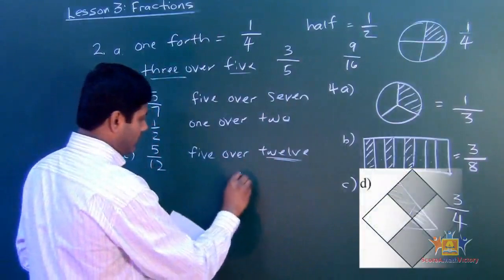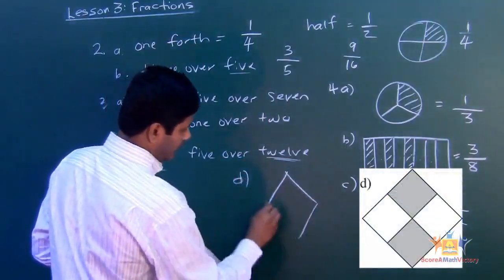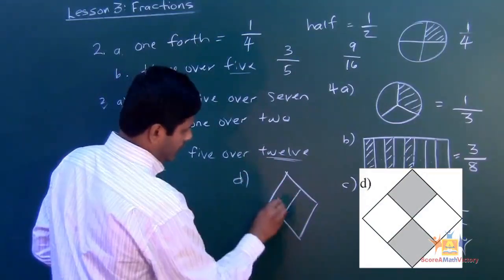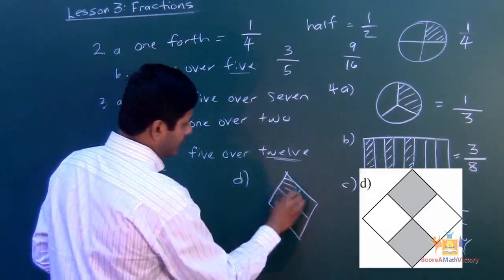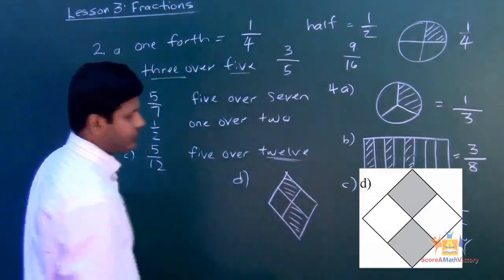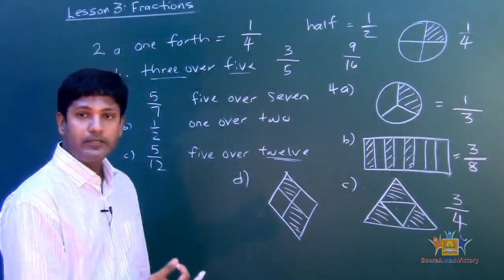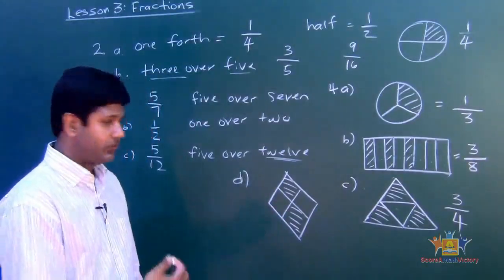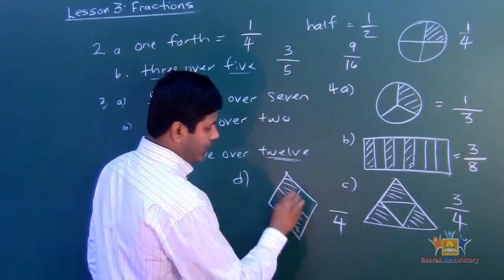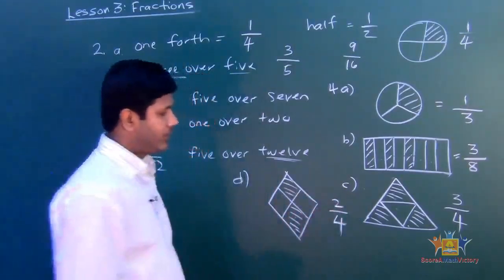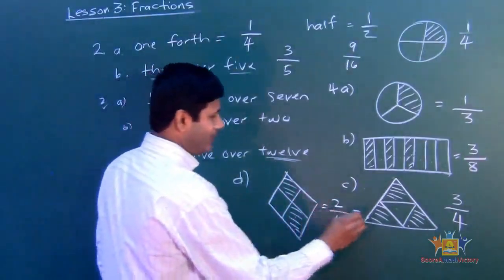Now D, you're given a rhombus. Okay. And then it was cut into 4 parts, and 2 of them are shaded. See that? The rhombus was cut into 4 parts, 2 of them are shaded. So 4 parts, that's the denominator. 4 parts, 2 shaded is the numerator. See that? Very easy, isn't it? Very straightforward.